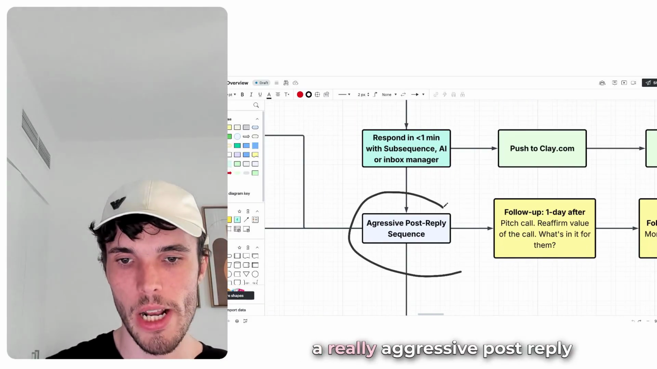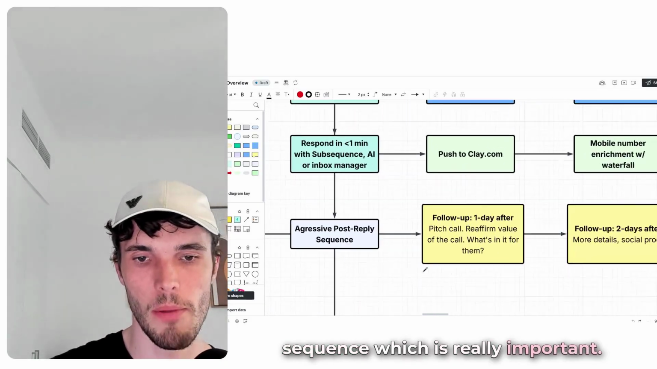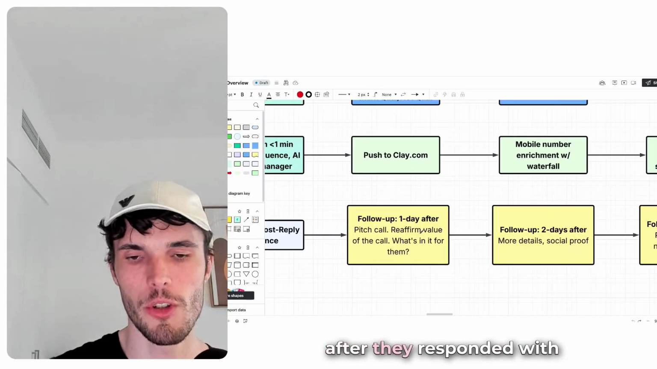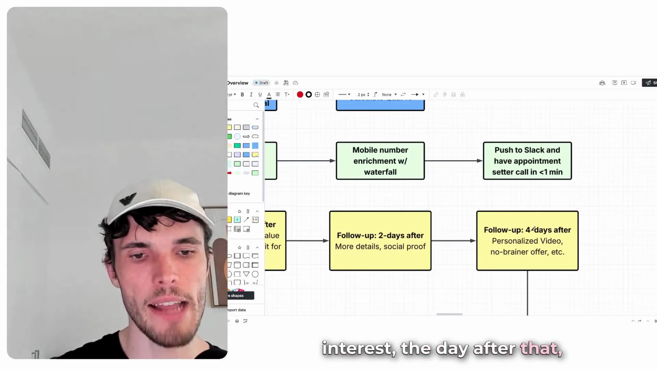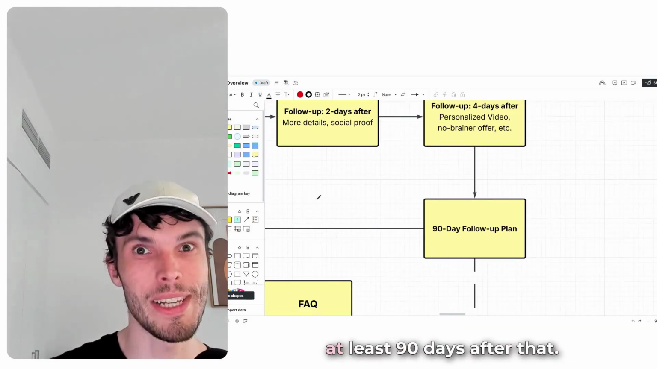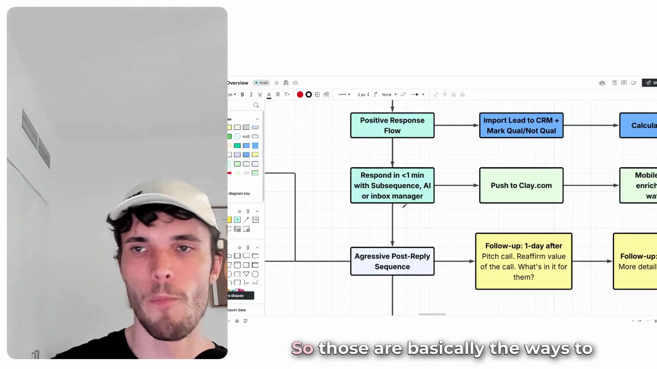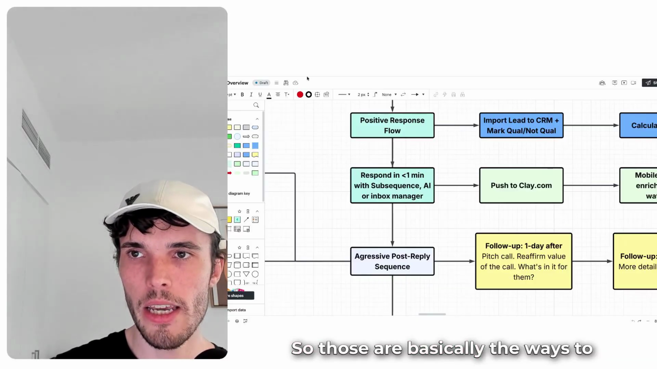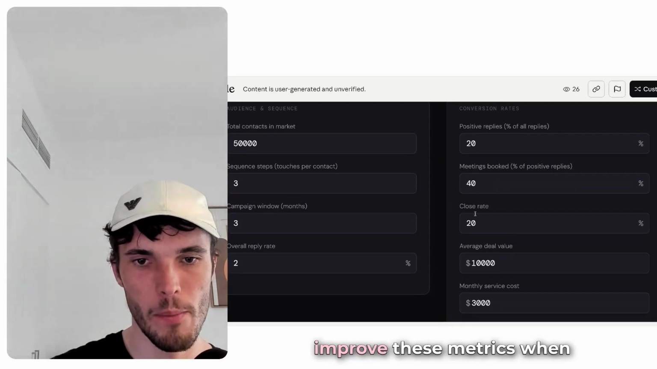Another thing is having a really aggressive post-reply sequence, which is really important. So following up literally the day after they responded with interest, the day after that, 2 days after that, and then following up with them for at least 90 days after that. So those are basically the ways to improve these metrics.